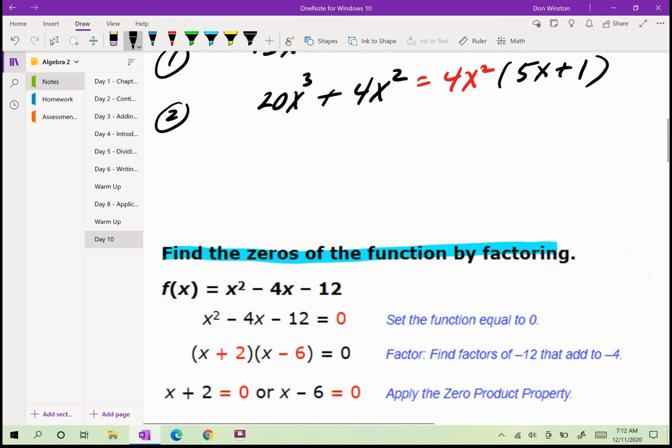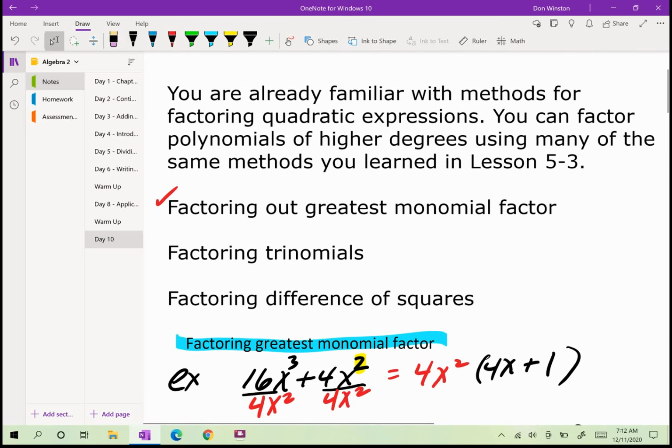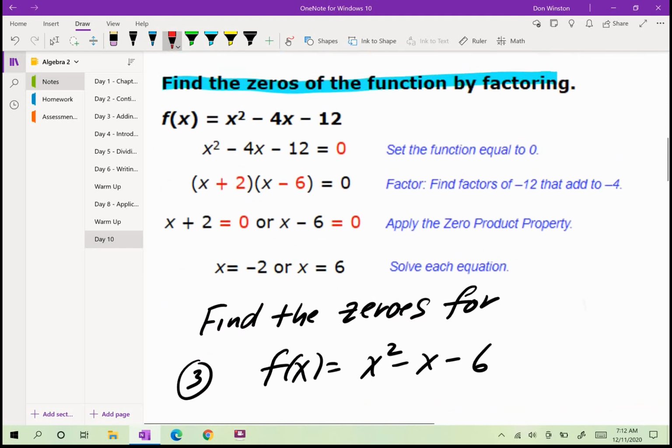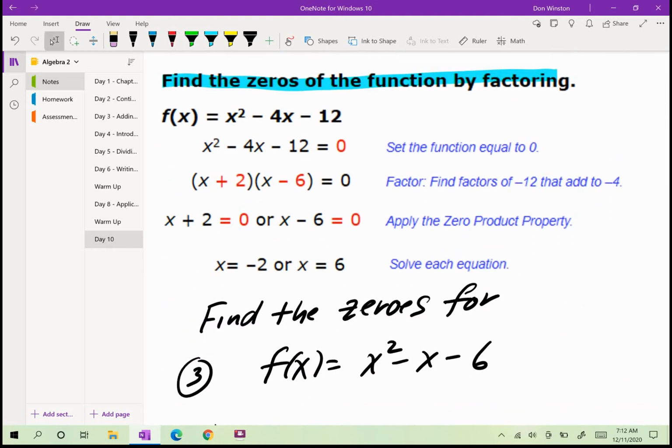Now let's look at factoring trinomials. Just to recall, here they give us an example. We're actually finding the zeros, but nonetheless we have to factor x squared minus 4x minus 12. We need factors of negative 12 that add up to negative 4. That would be plus 2 and minus 6. So we write x plus 2 times x minus 6. Then we found the zeros by setting each factor equal to 0, so my zeros were negative 2 and 6.